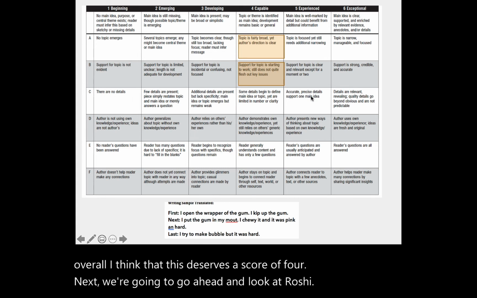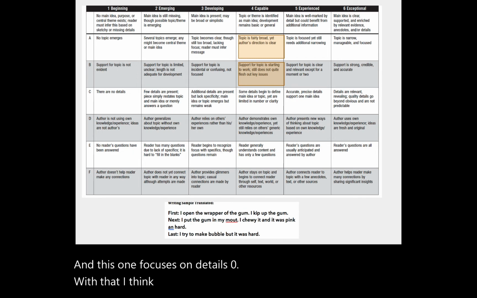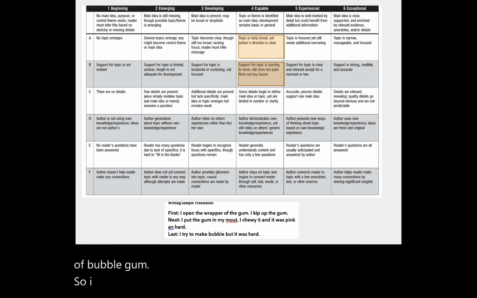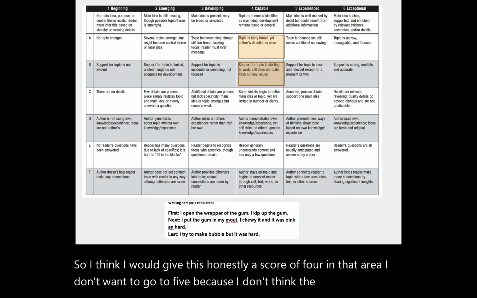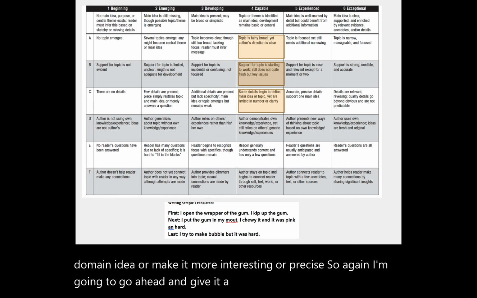Next, we're going to go ahead and look at row C. And this one focuses on details. So with that, I think most details in this writing sample relate to the main idea. Again, the student is describing different characteristics of bubblegum. So I think I would give this honestly a score of 4 in that area. I don't want to give it a 5 because I don't think the details explain the main idea or make it more interesting or precise. So again, I'm going to go ahead and give it a score of 4.